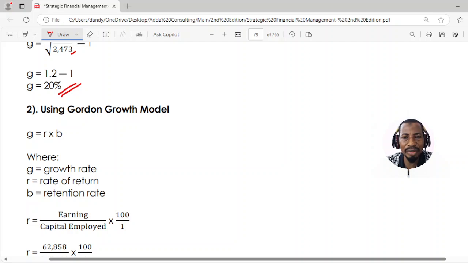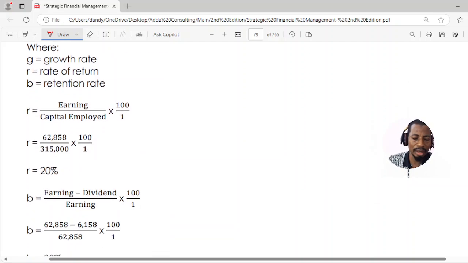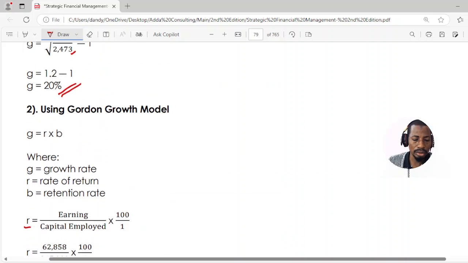I'm also given information on the capital employed. Okay, earnings, return on capital employed, which is R. You can call it a rate of return or return on investment. You know that growth is R multiplied by B. R is the rate of return, and B is the retention rate.